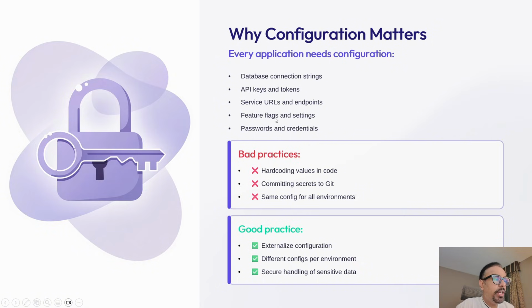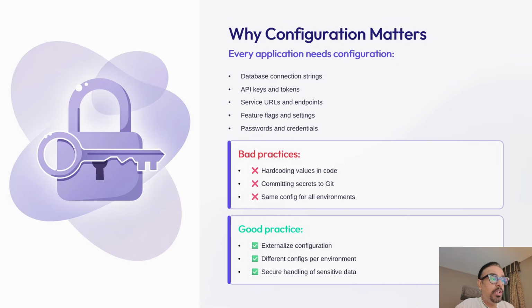The wrong way to handle this is hard coding the values directly in your code. Imagine you hard coded your production database password in your application code, and now that password is in your Git repository forever, visible to anyone who is going to access that Git repository. Even if you delete it later, it's still going to be there in Git history. So if you use the same configuration for all environments, your development database might accidentally connect to production, which is going to be a disaster.